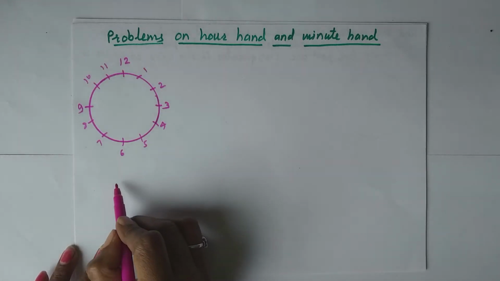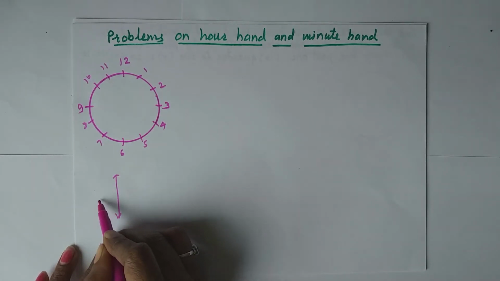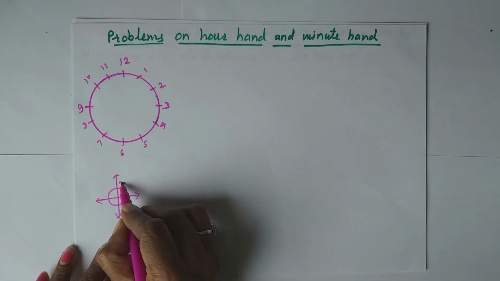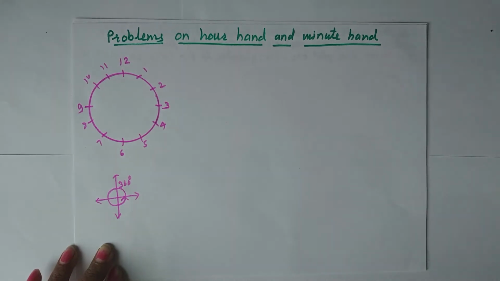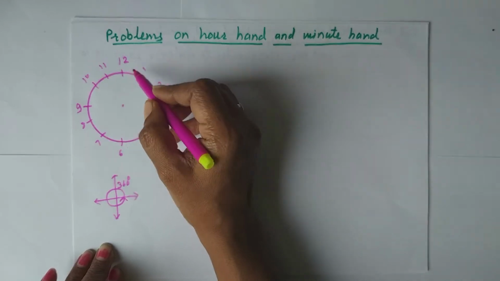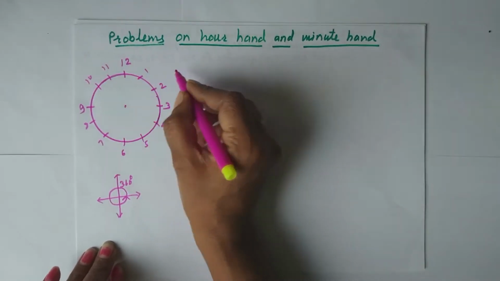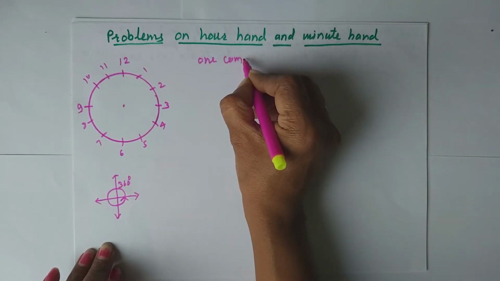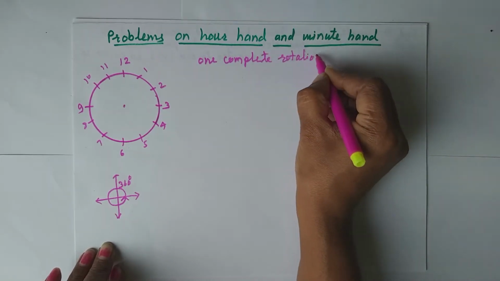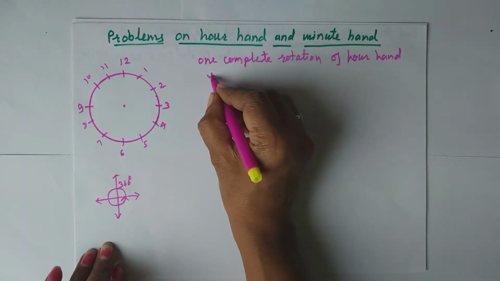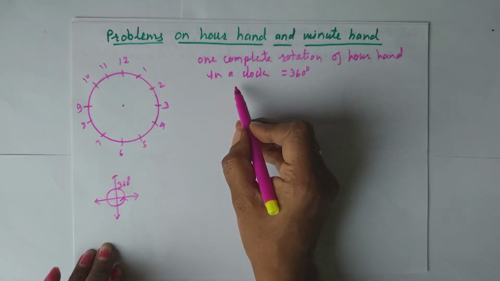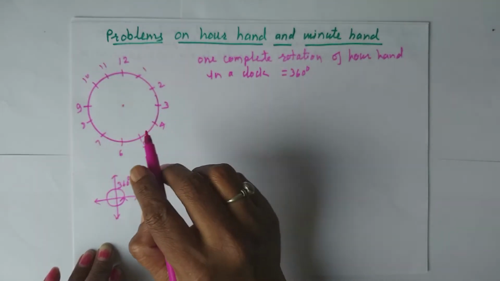If there is one complete rotation, see your plane coordinate system. If there is one complete rotation, then an angle of 360 degrees forms. You know that. Now, if the hour hand in a clock moves one complete rotation, then an angle of 360 degrees forms. You write down: one complete rotation of hour hand in a clock means 360 degrees.